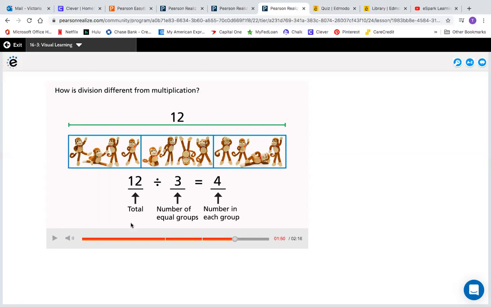You might want to write this down, take a little note for this. That way you have this to remind you, this is the total, this is the equal group, and that is the number in each group, okay?